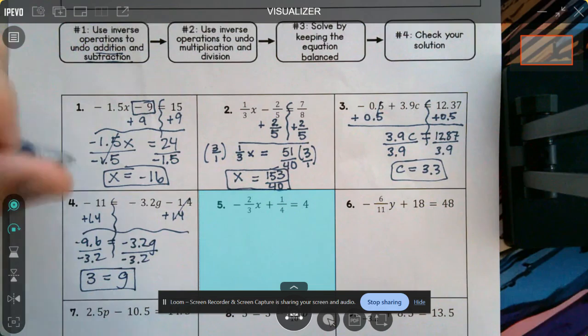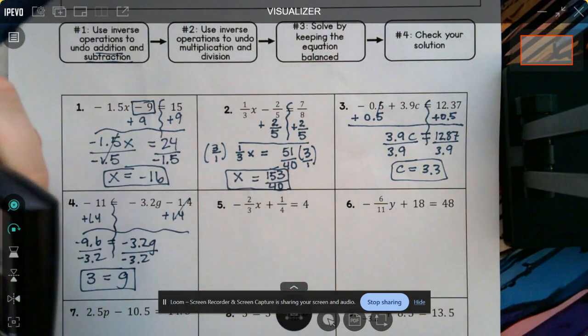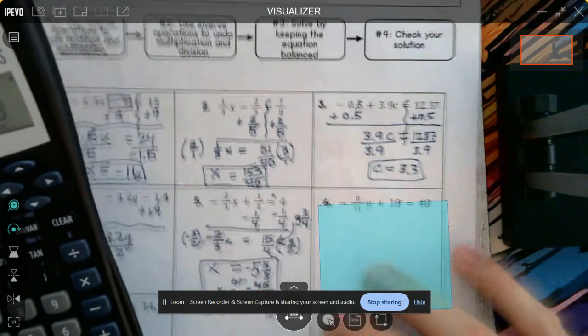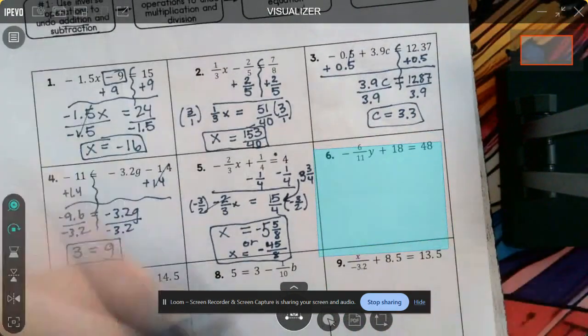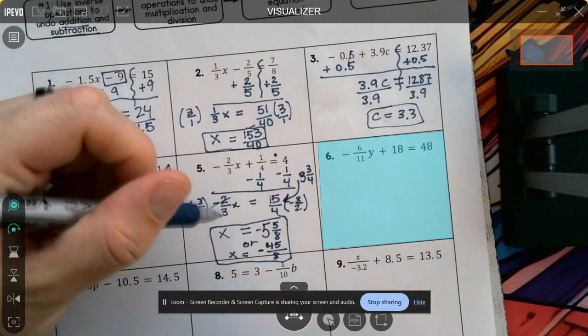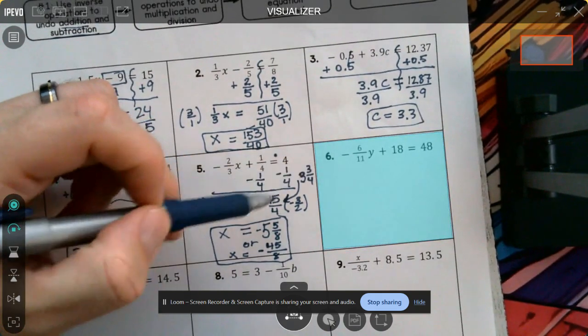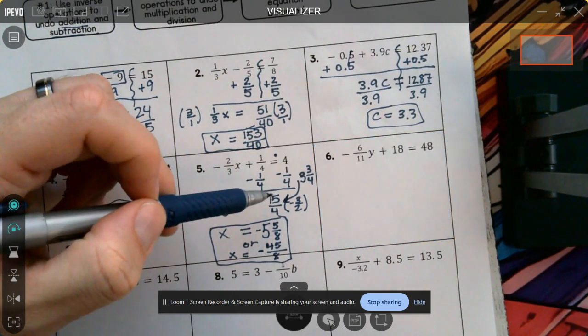All right. Pause the video and you try number 5 and 6. All right, here's the answer number 5. So we had to subtract 1/4 on both sides. And you get negative 2/3 x equals 15/4. I turned 3 3/4 into an improper fraction, so it's easier to multiply.